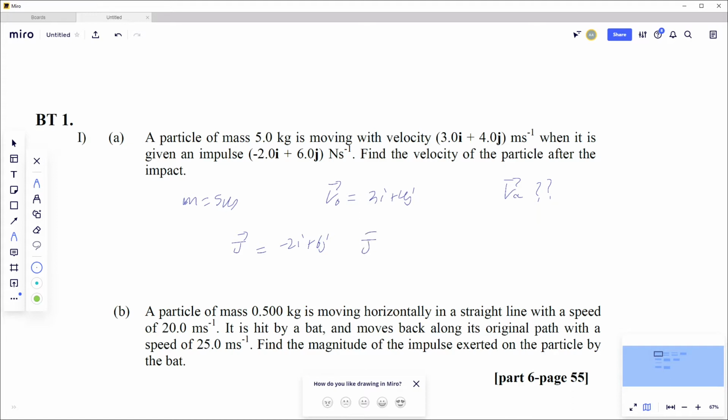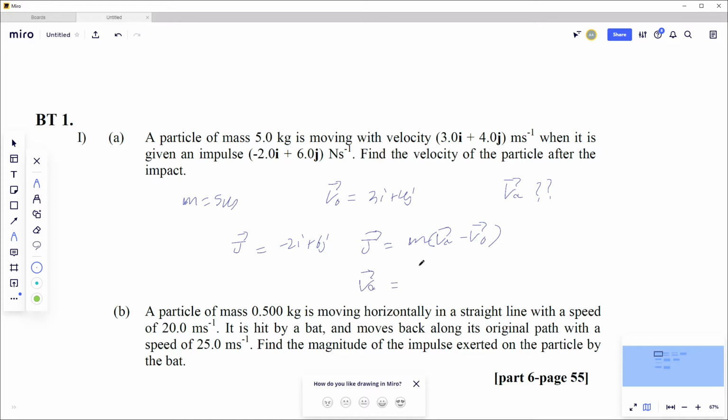So to do that, we have a formula: impulse equals mass times the change in velocity, which is the same as change in momentum, because it's m times va minus m times vb. So va minus vb, and so we have J, we have vb, we have m, so we can find va.